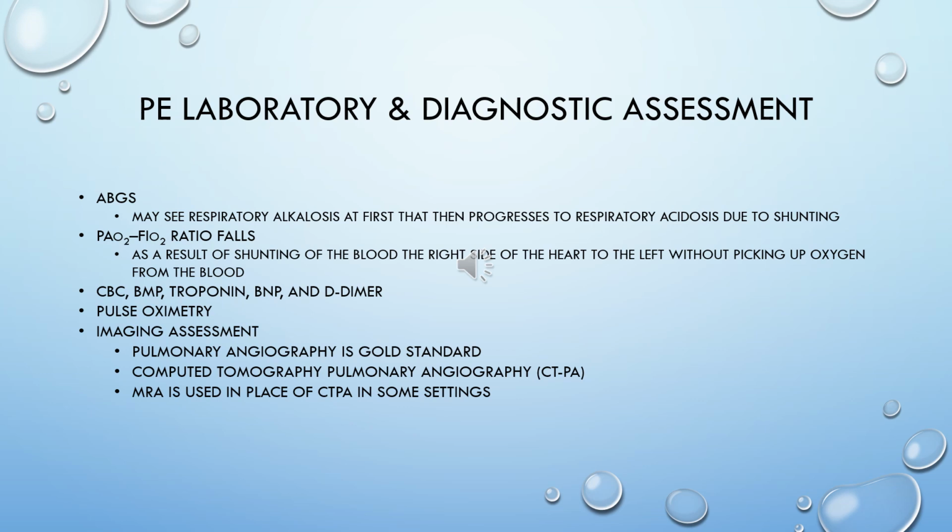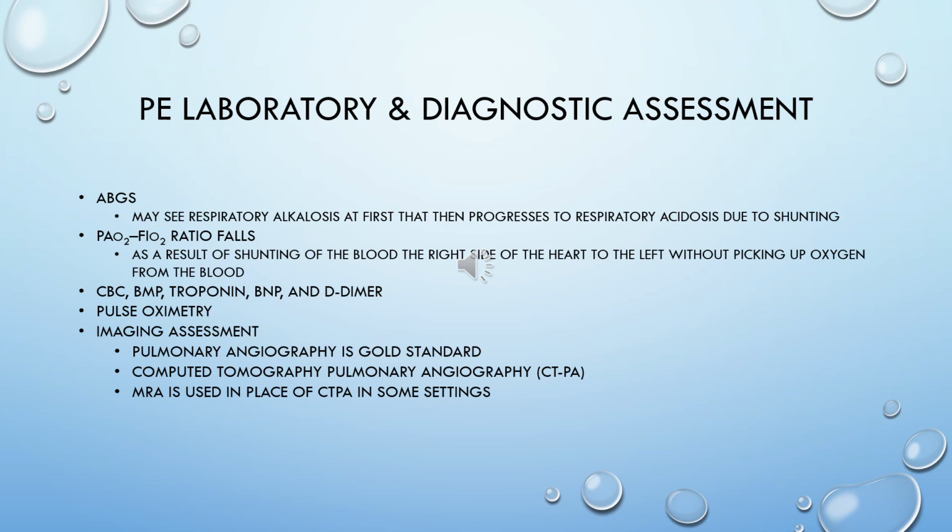They will do a CBC, a basic metabolic panel. They'll probably draw troponin and a BNP, which we normally associate with heart failure. They may also draw a D-dimer or some kind of fibrin split product test. They're looking at the coagulation status of the patient, and that D-dimer and fibrin split product may be elevated. Again, that does not indicate in itself that the patient has a PE, but when you start putting all the pieces together, it's leaning you more towards that diagnosis.